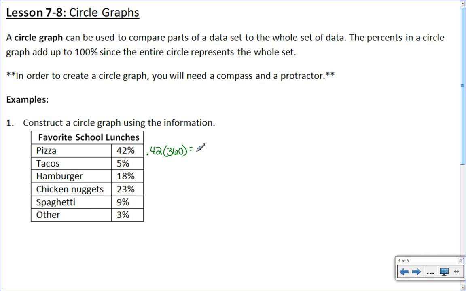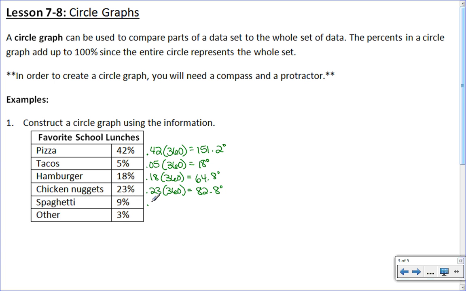And that comes out to 151.2 degrees. Let's do the same thing for tacos. 5% or 0.05 of 360, and that is 18 degrees. For hamburger, 0.18 times 360 is 64.8 degrees. And then chicken nuggets, 0.23 times 360 is 82.8 degrees.